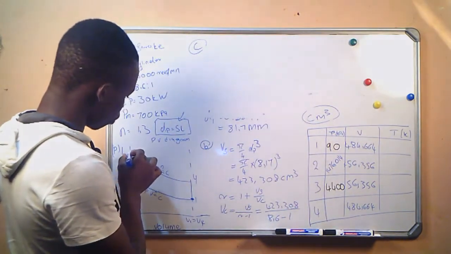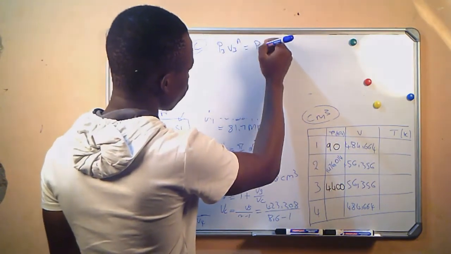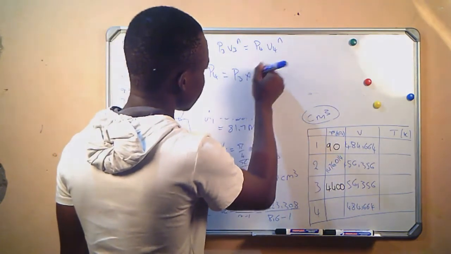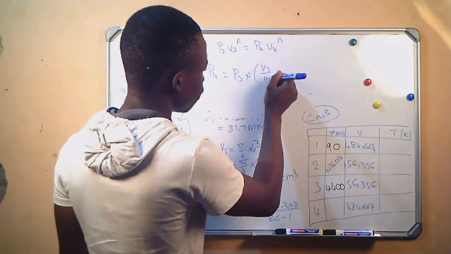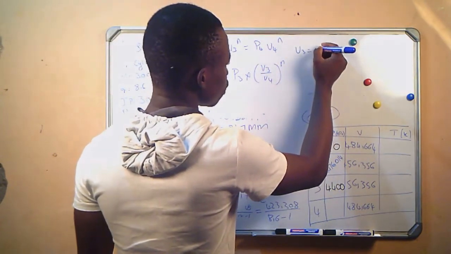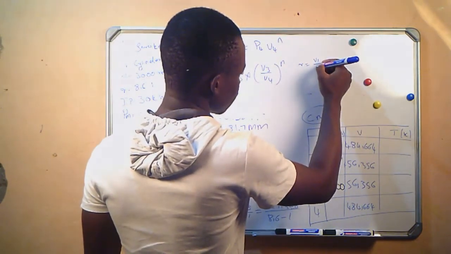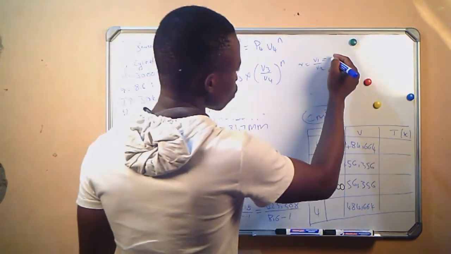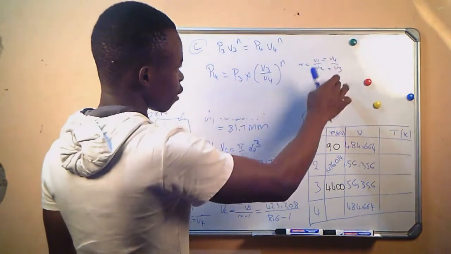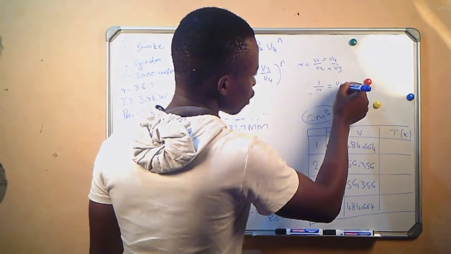We are going to use the information between point 3 and point 4, which will be P3 V3 equals P4 V4 raised to n. We are looking for P4, so we make it the subject of the formula, which will give us P3 times V3 divided by V4 raised to n. We know that V3 is equal to V2 and V1 is equal to V4. But here we are having not V4 divided by V3, but V3 divided by V4. Therefore, this will be equal to the ratio.